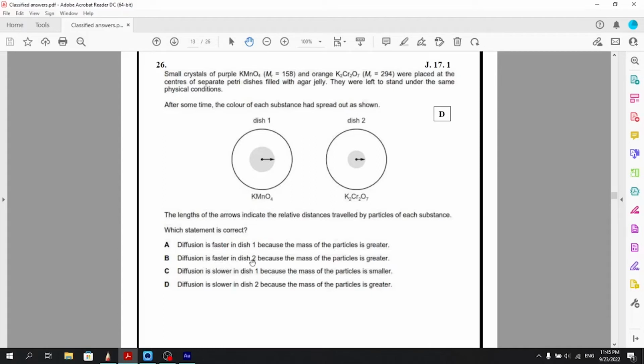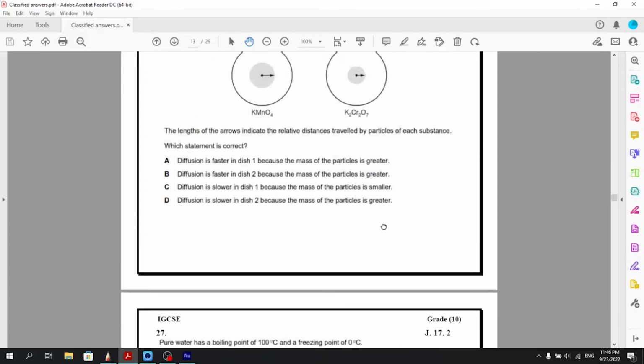Diffusion is faster in dish 2. Nope, it's not faster in dish 2. Diffusion is slower in dish 1. No, we agree that it's faster in dish 1, so the answer is D. Diffusion is slower on dish 2. That's correct, because the mass of the particles is greater, and that's correct as well. The answer is D.